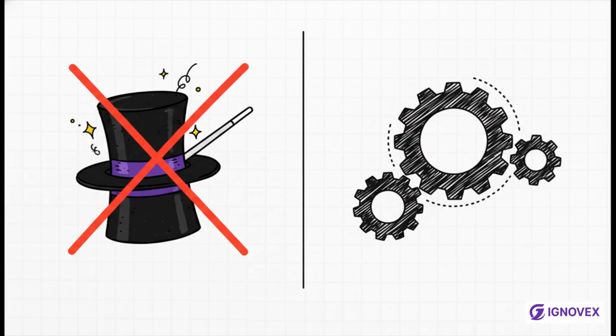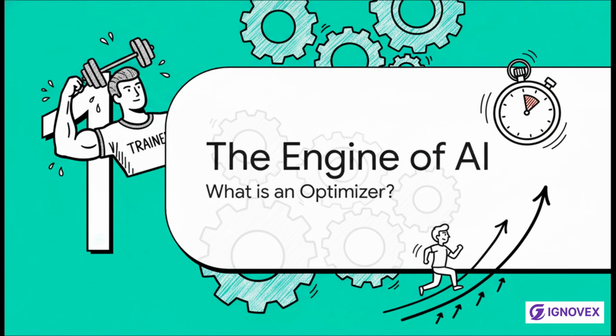This right here is the absolute core of how a machine gets better and better at whatever we ask it to do. So before we can really dig into one of the most popular optimizers ever, Adam, we've got to first understand what an optimizer even is. You can think of it as the tireless personal trainer for our AI model.